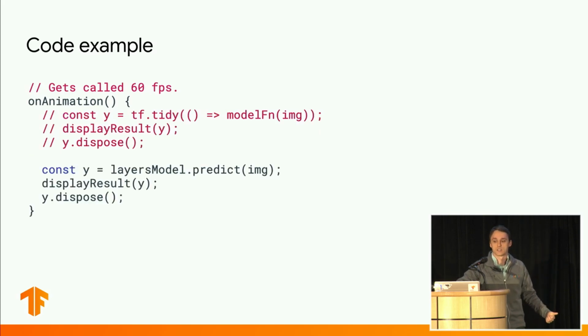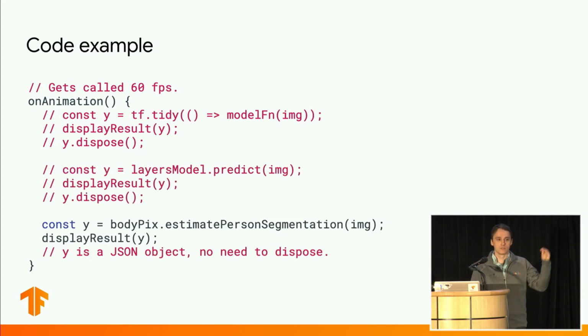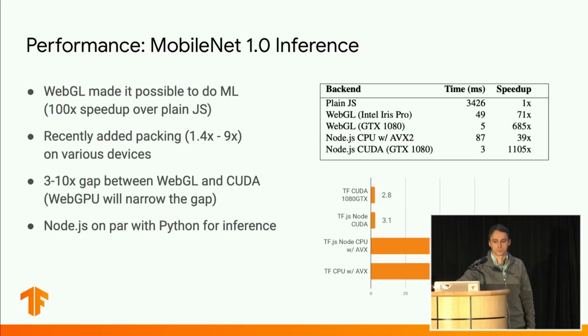So this is for experts. The way to hide that is you can use our high-level API layers model and then call model.predict, and you don't have to do a tidy. The only thing you have to take care of is the output, Y. And even further than that, if you're using one of our off-the-shelf pre-trained models, you pass in an image, you get a JSON object back, and you don't have to take care of any memory management.